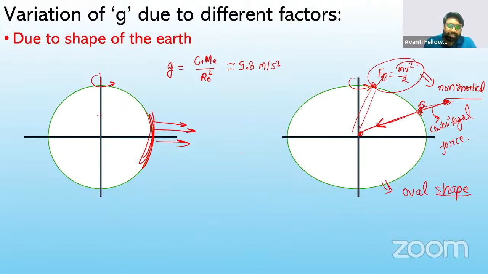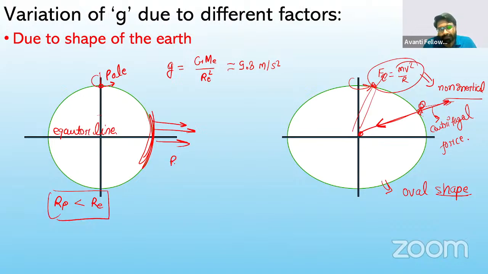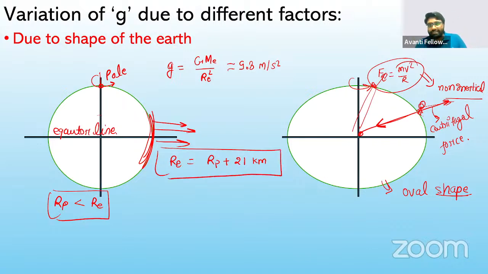Okay, actually. And if it is oval, there is a difference between these. These are the poles, north pole and south pole, and this is the equator line. So the radius of the pole is obviously less than the radius of the equator. Now, what is exactly the difference? So the radius of the equator is nothing but the radius of the pole plus 21 kilometer. So the radius of the equator is approximately 21 kilometer more than the radius of the pole.